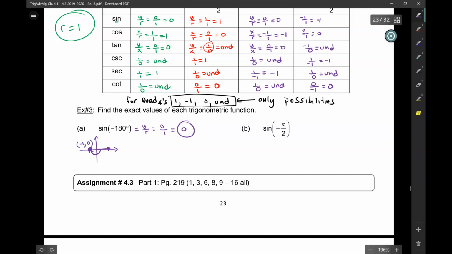Sine of -π/2. Okay, where is that? Here is my initial side. -π/2, I'm right there. There's my point. What's a coordinate for that point? x is 0, y is -1. Okay, sine, again, is y over r. -1 over r, and r is always 1, so -1. Okay, so there you have it. That's the lesson.